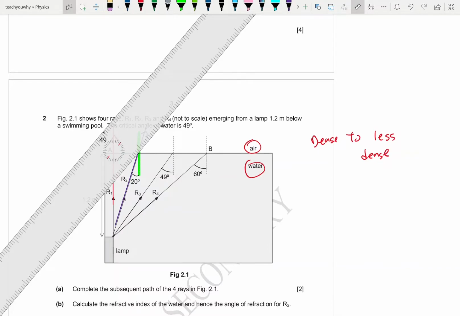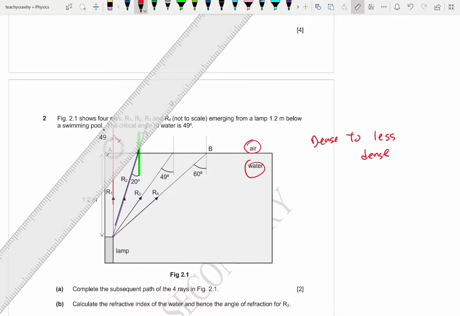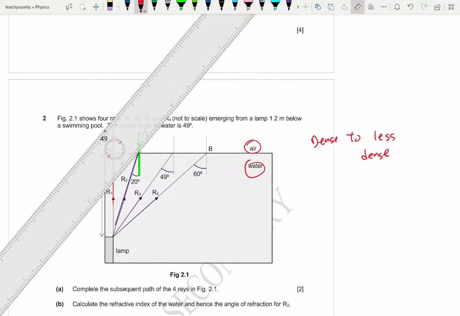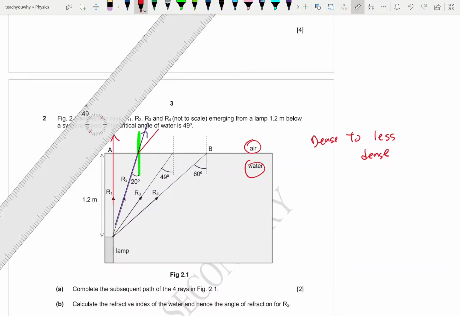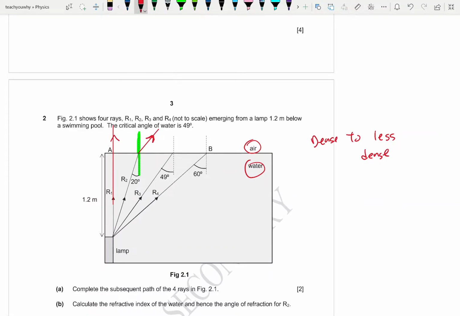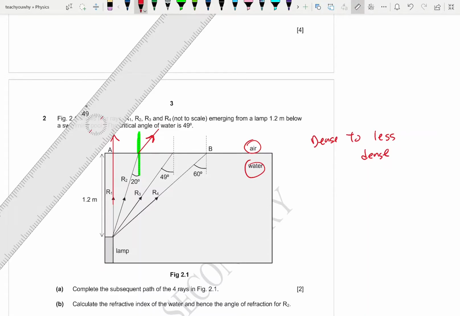So this is my answer. I will draw my answer in red, and you will see my refraction away from the normal. Let me erase the purple one so as not to confuse you. Now for ray number 3, we need to understand our definition of critical angle. What is critical angle? Critical angle means the angle of incidence.